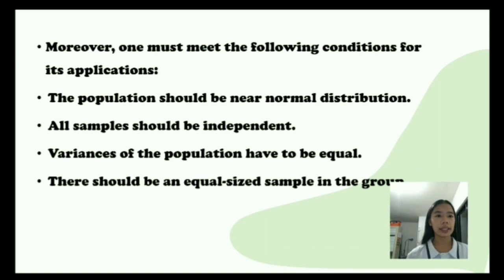Moreover, one must meet the following conditions for its application. First, the population should be near normal distribution. Second, the samples should be independent. Third, the variances of the population have to be equal. And lastly, there should be an equal size sample in the groups.